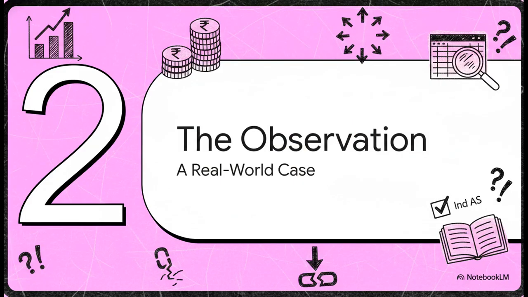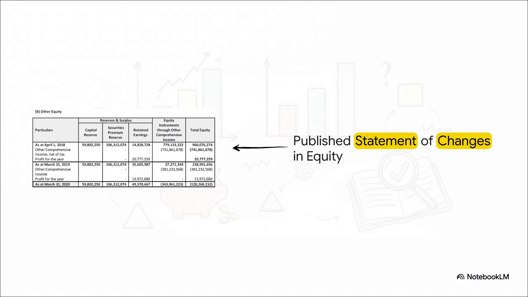Moving right along to Section 2, the financial statement observation, a real-world case. All right, so here is the situation. This observation comes from the published Ind AS financial statements of a listed company. We downloaded and reviewed this independently on a suo motu basis. Now take a really close look at the Other Equity section up on your screen. You want to specifically zoom in on the column headed Equity Instruments through Other Comprehensive Income.